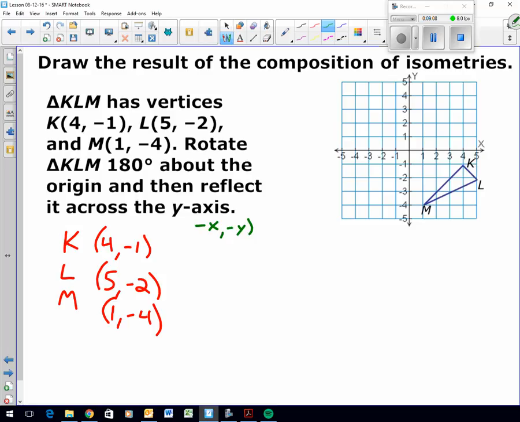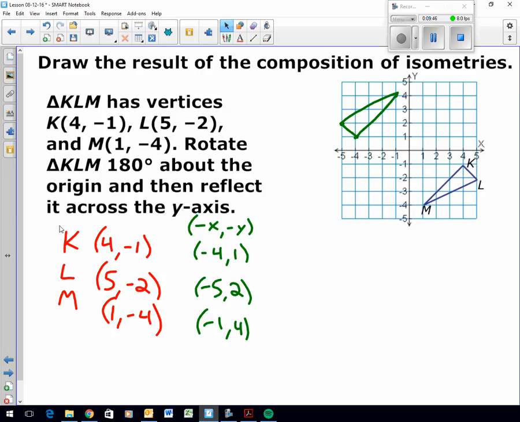Negative x, negative y becomes negative 4, 1, negative 5, 2, then what? Okay, negative 1, 4. Let me plot those points. Okay, that's it. K goes from 4, negative 1 to negative 4, 1. L goes to negative 5, 2. And M goes to negative 1, 4. That is a 180 degree rotation about the origin. Okay?